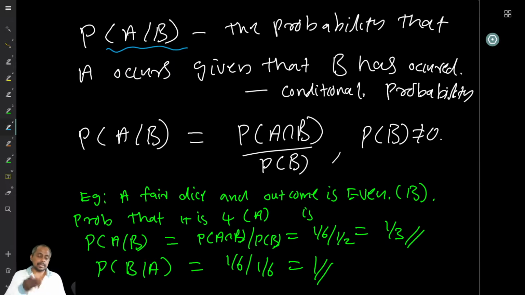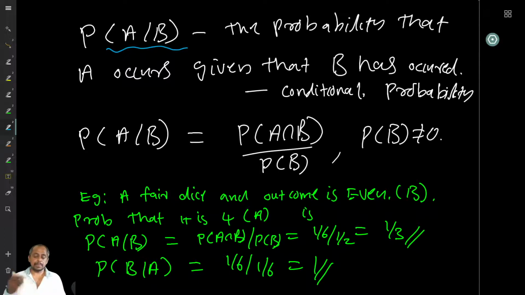Again, an example is a pair of dice thrown, and the outcome is even, right? That is the event B. Probability that it is 4 is probability of A given B, which is probability of A intersection B by probability of B. What is probability of A intersection B? It is basically 4 itself, right? So 4 is the number which happens in A, and B says that it is an even number. So 4 intersection B is again 4 itself. Probability of 4 is 1/6.